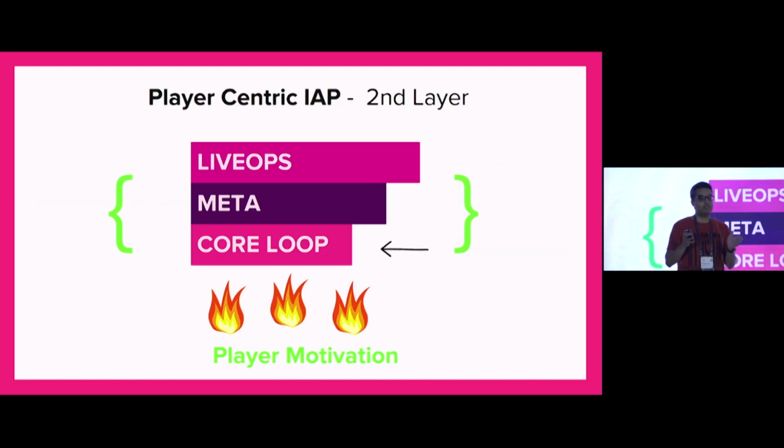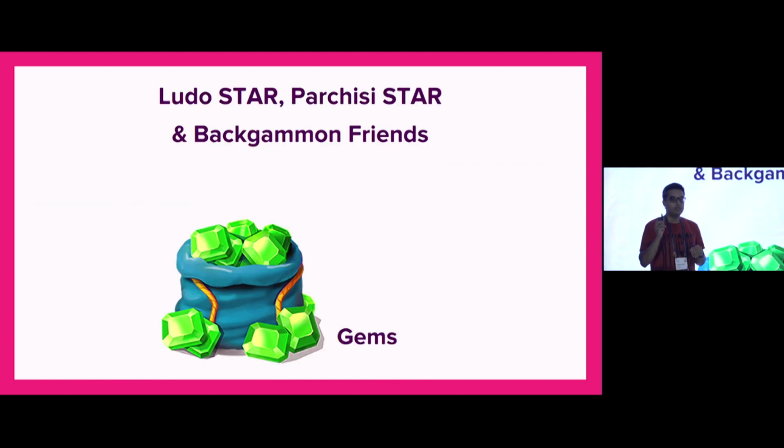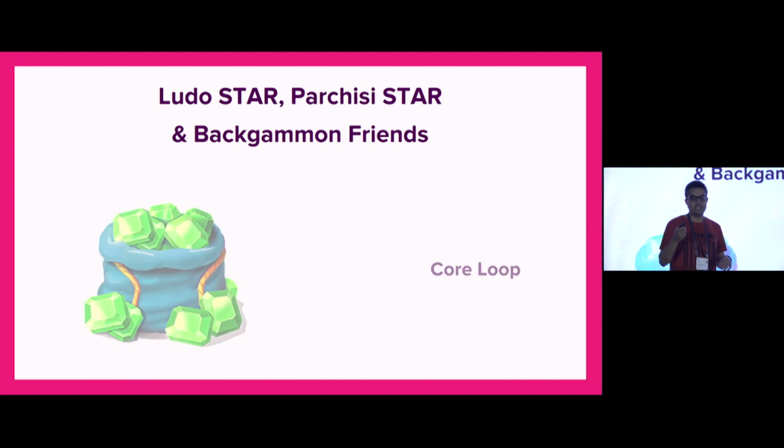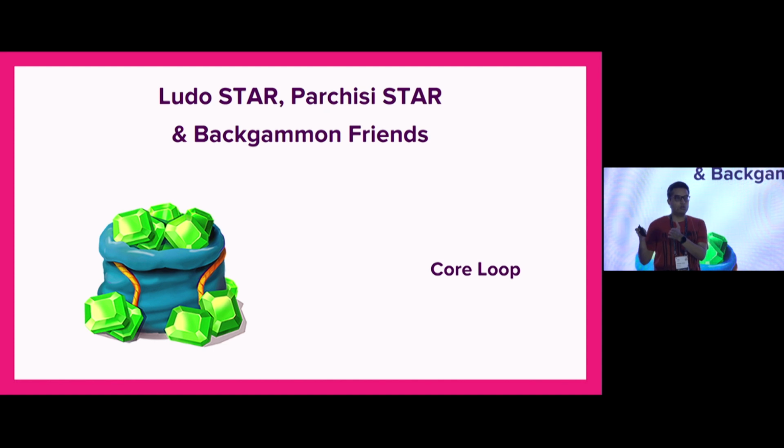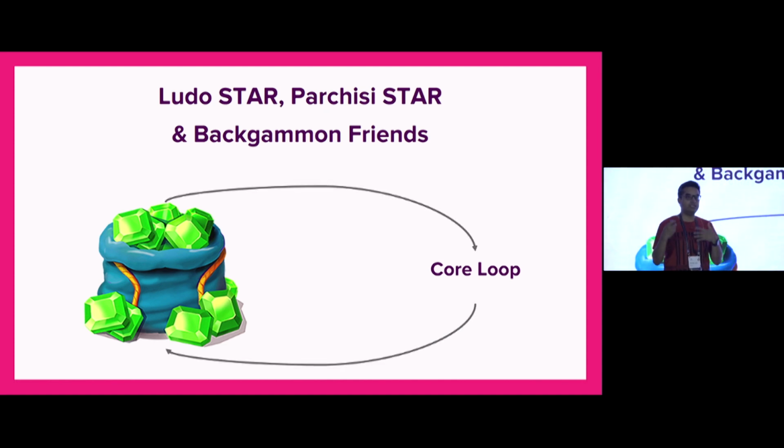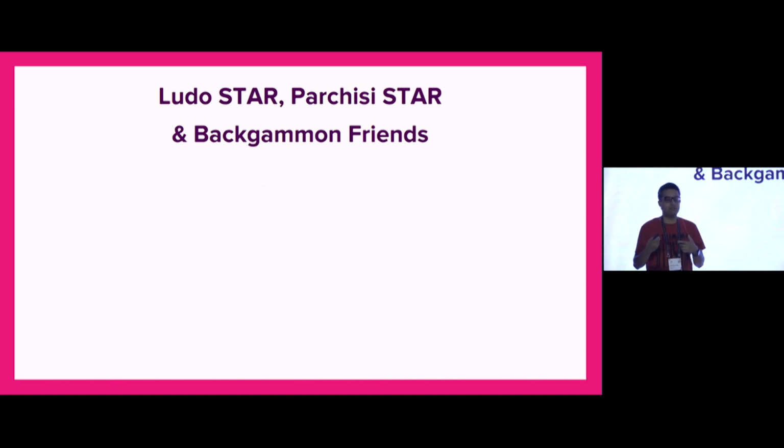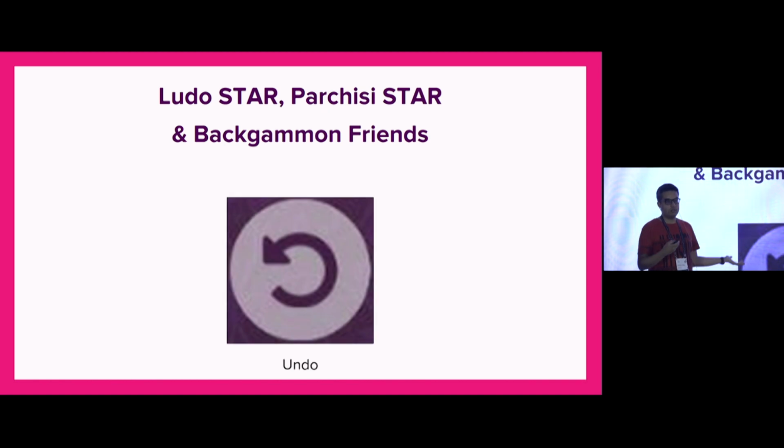Then the second layer of the core loop. We needed to introduce a premium currency in our game, and that's where gems came in. In most games, your premium currency is the one that's going to drive a lot of monetization, and that's exactly what gems did for us. We were trying to link gems with the core loop of our game, and that got us thinking about what we call undo. And this is actually our biggest monetization driver in the game.